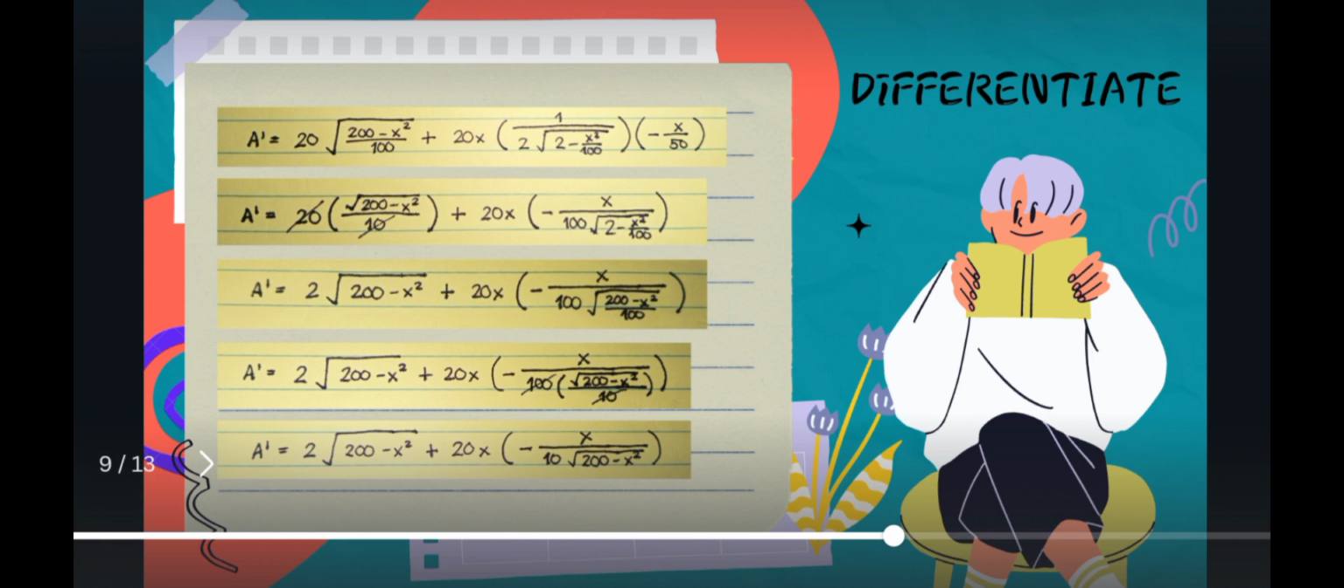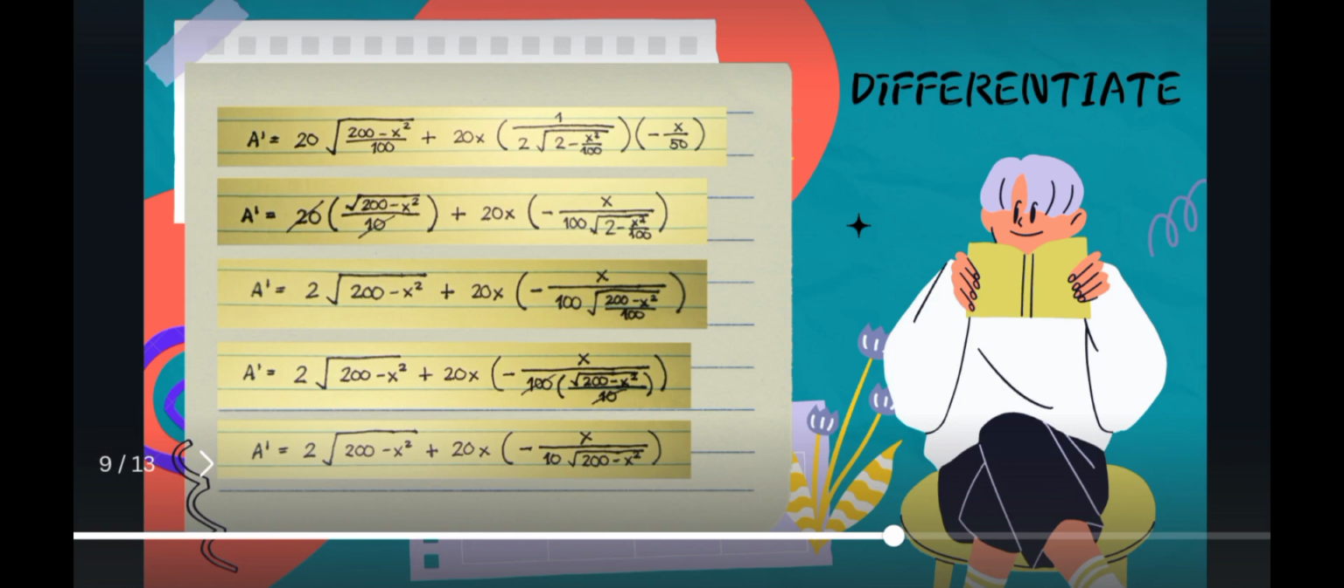The answer is 2 square root of 200 minus x squared plus 20x times negative x over 100 square root of 200 minus x squared over 100. You can simplify 100 times square root of 200 minus x squared over 10 by dividing 100 by 10, so the answer is 10. Our equation now will be 2 square root of 200 minus x squared plus 20x times negative x over 10 square root of 200 minus x squared.